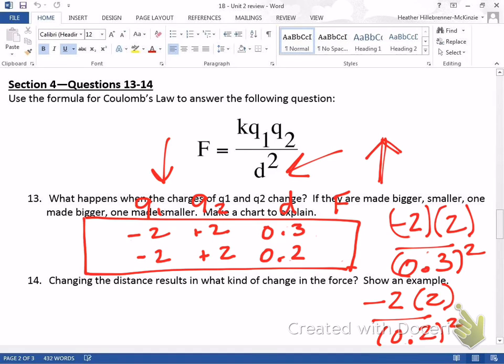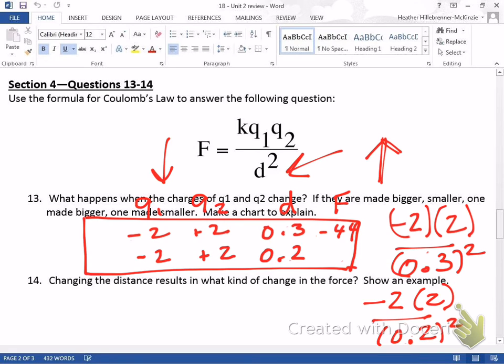I'm just showing you. We talked through it, and I'm going to show you a little bit with numbers so that it kind of makes sense to you what's happening. You're not going to necessarily have to calculate for your test. What do you get number-wise? For the 0.3, you get negative 44. And what about the 0.2?